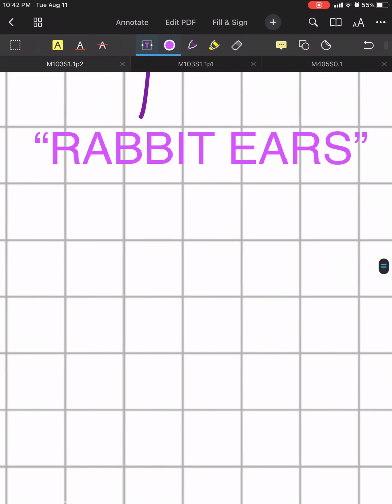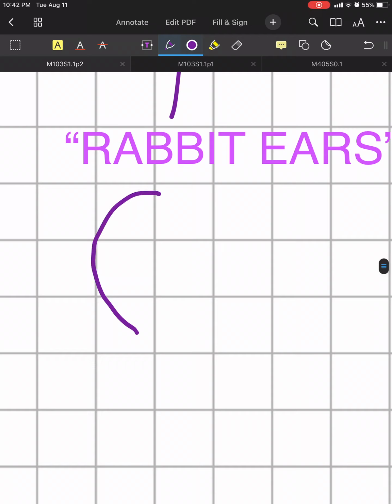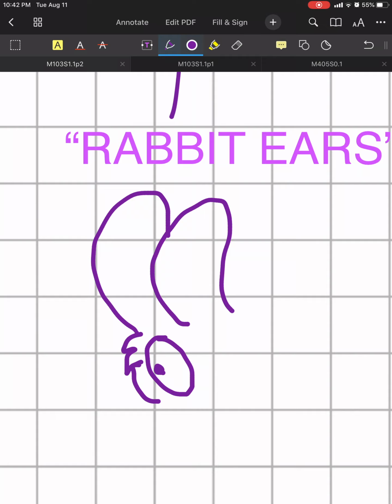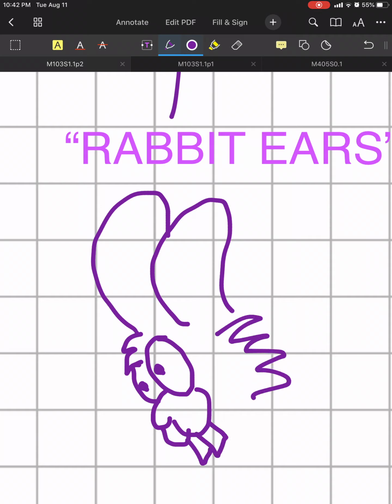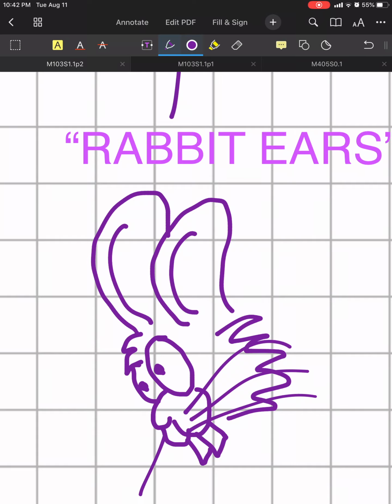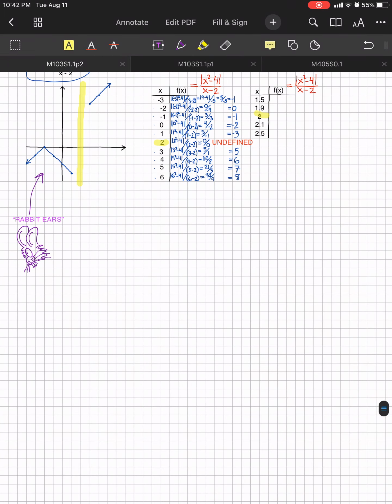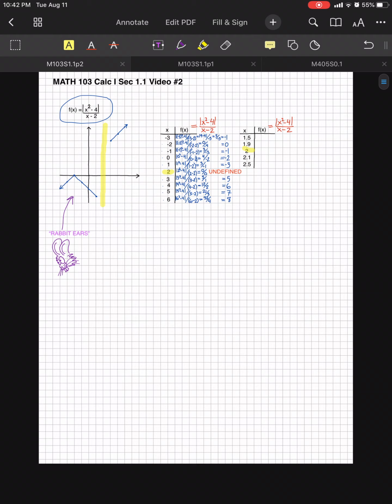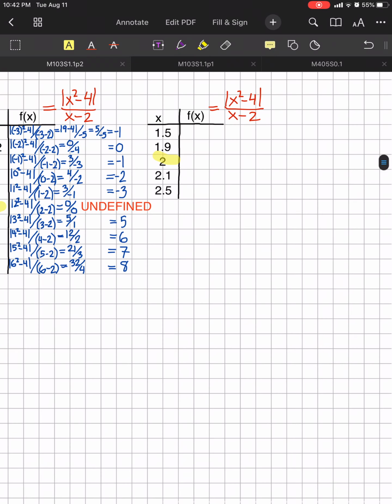Okay, so something like, not too far from this. Something like that. That's not a specific rabbit, that's a general rabbit. So anyway, that is roughly what we're getting there. We're getting rabbit ears. Now, on the other side here, we're getting something a little bit harder to deal with.